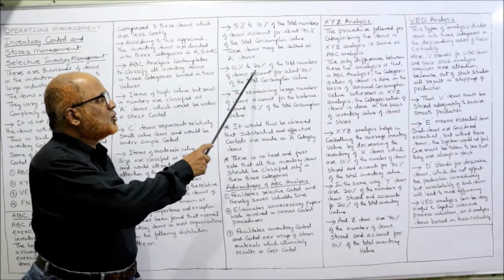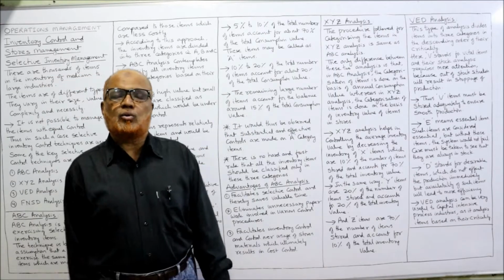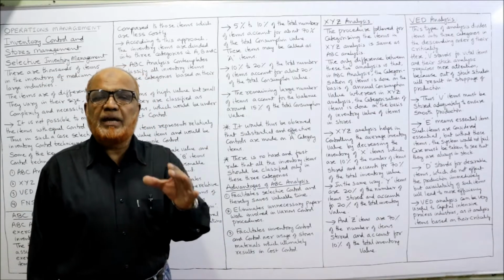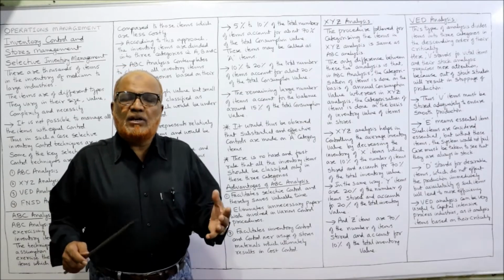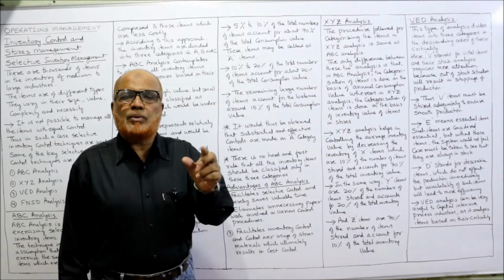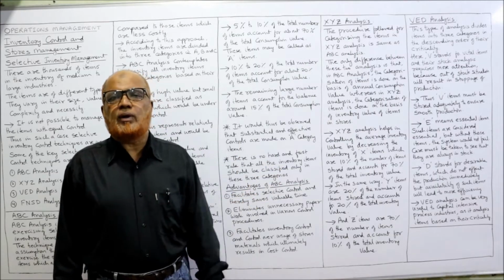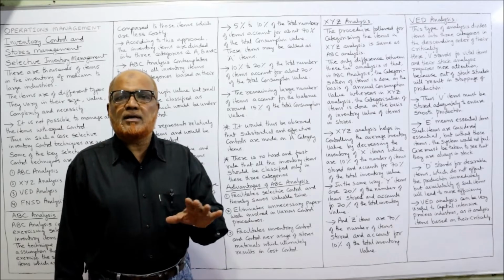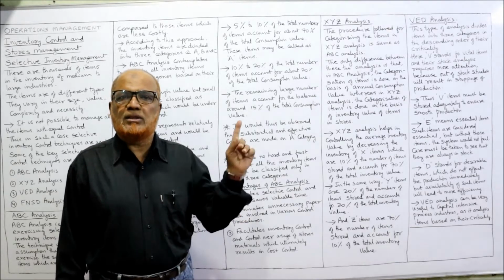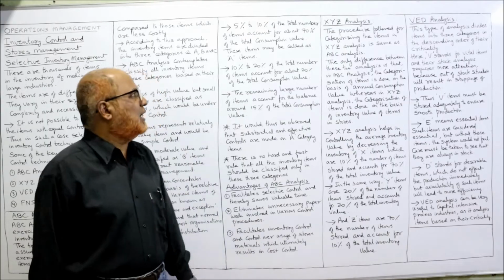Then 10% to 20% of the total number of items account for about 20% of total consumption value. These are B category items. That means if we see the consumption value, it is 20%. But the number is also almost around 20%. So moderate control should be applied on these 20% of items and we can categorize it as B items.